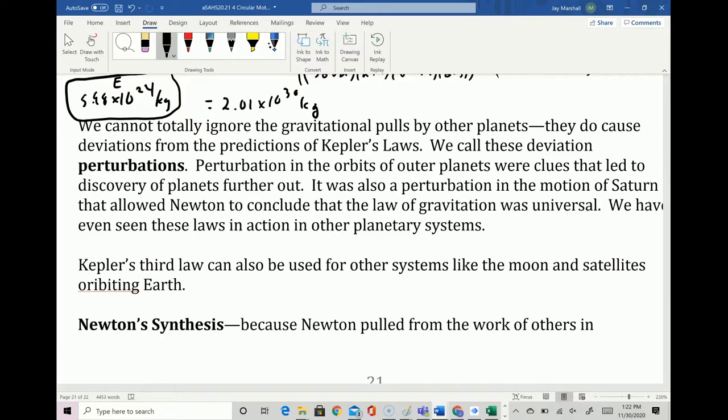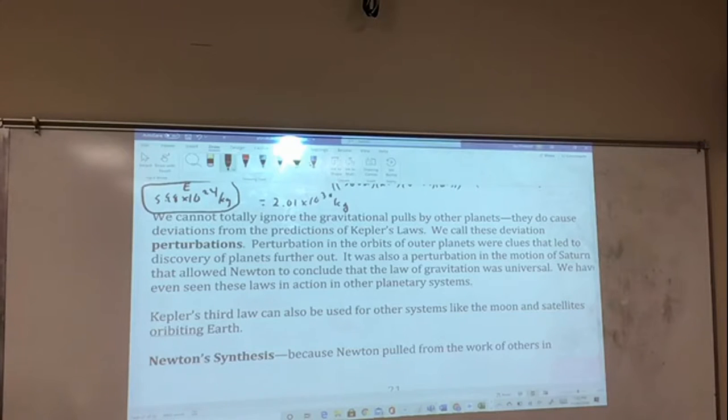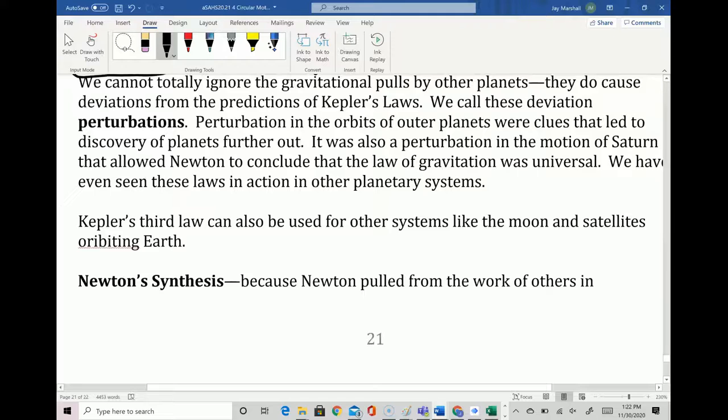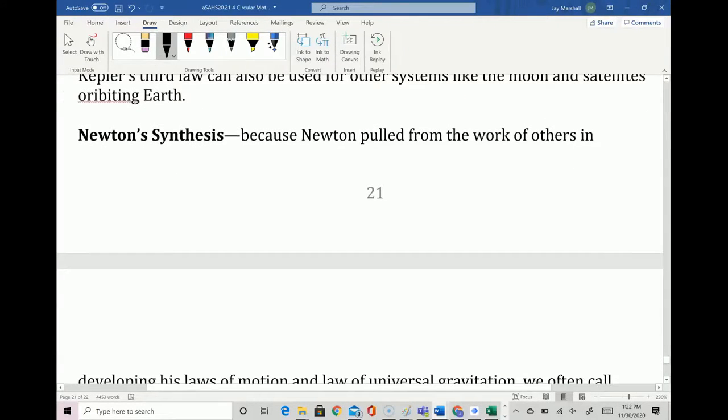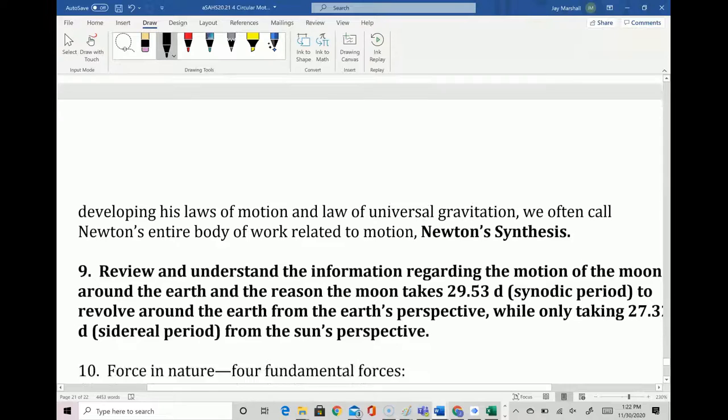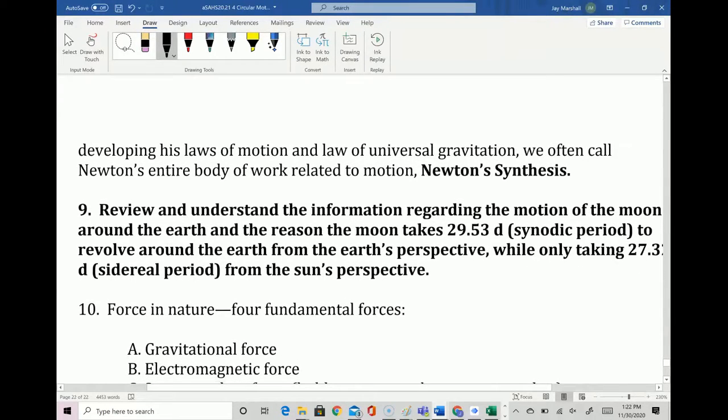And we have even seen these laws in action in other planetary systems. We've been able to look into outer space to the point now where we've seen enough solar systems and other star systems that we can actually see these laws in action in other planetary systems. Kepler's third law can also be used for other systems like moons and satellites orbiting the Earth. Because Newton pulled from the work of others in developing the laws of motion and laws of universal gravitation, we often call Newton's entire body of work related to motion Newton's synthesis.